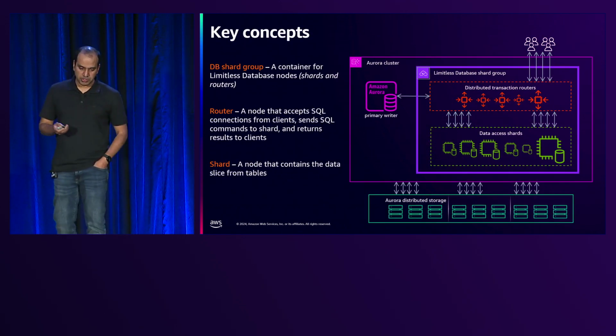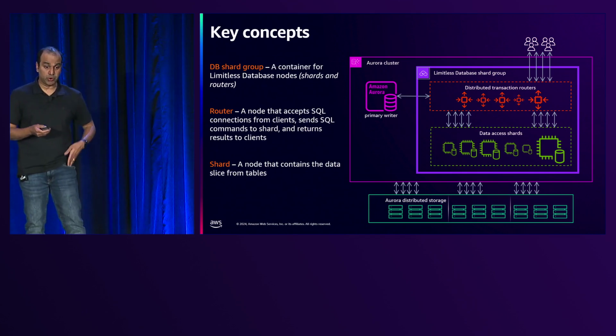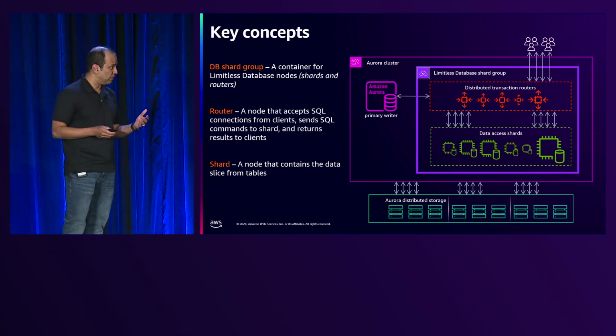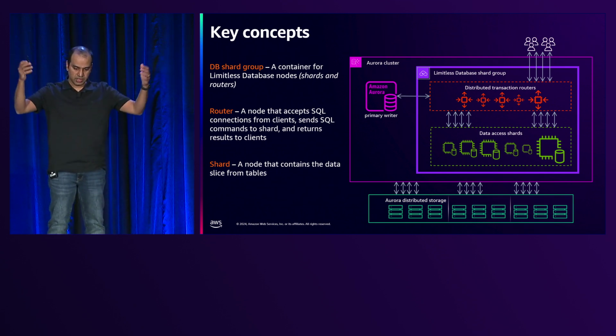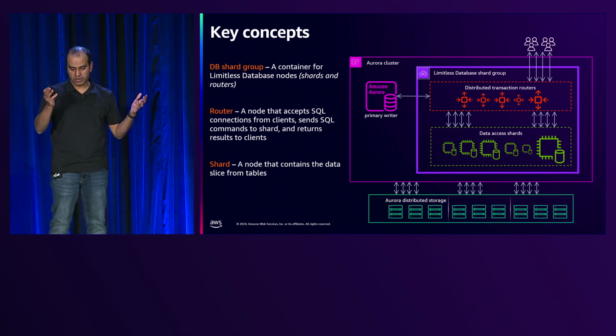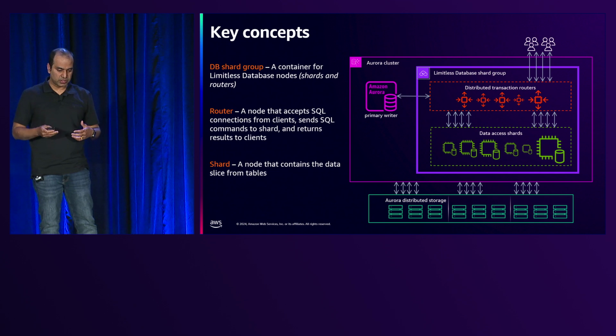So some of the key concepts within Aurora Limitless Database is this notion of a shard group, which is a collection of routers and shards. A router is basically an Aurora node or an Aurora instance that receives or intercepts the incoming requests coming from the different clients. In this case, it would be the different tenants and their users in a multi-tenant SaaS environment. So it receives the request, and the router has the metadata for all the data access shards, so it knows where to route the request to. That's what the router does. And a shard is where your data, or a slice of your data, resides.